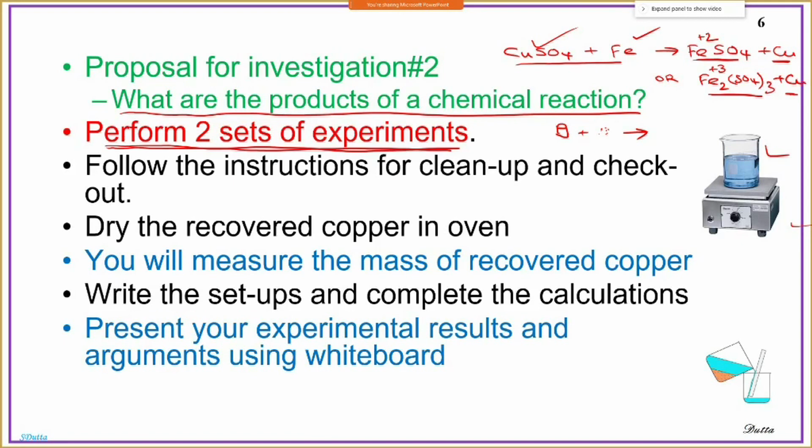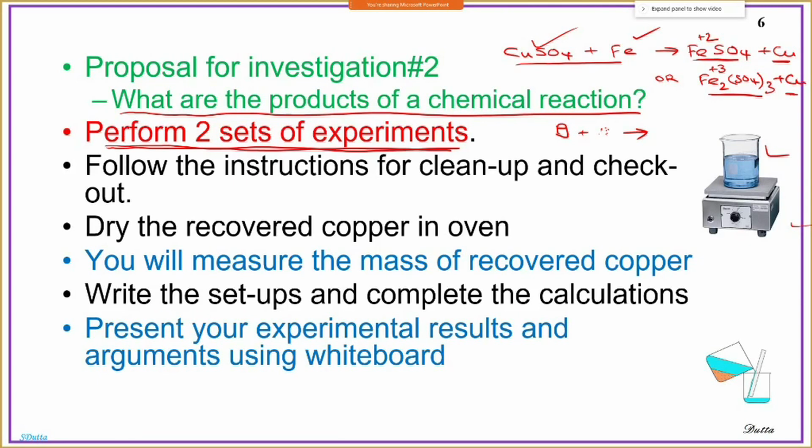So after the reaction, you're going to figure out. Now, the more times you repeat, the better results you'll have. But we don't have time. So that's why we're going to combine two students' data together to make a conclusion. What are the products of that reaction you just did?